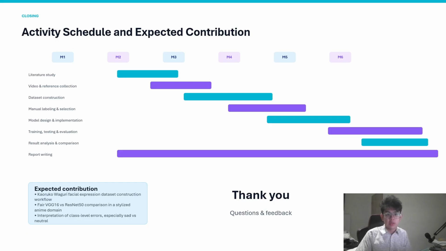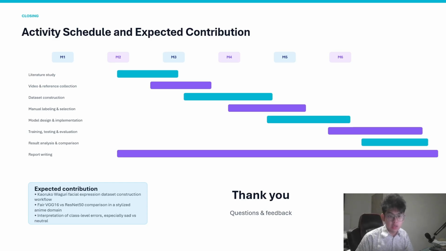And this is going to be the activity schedule and expected contribution. This research is planned for 6 months. The first month will focus on literature study and research planning. The next stage includes video, reference, and image collection. After that, the dataset construction process will be carried out, including frame extraction, face detection, character matching, quality selection, duplicate removal, and manual labeling. The next stage is model design and implementation, followed by training, testing, and evaluation. After results are obtained, I will analyze the model comparison, inspect class-level errors, and write the final report.